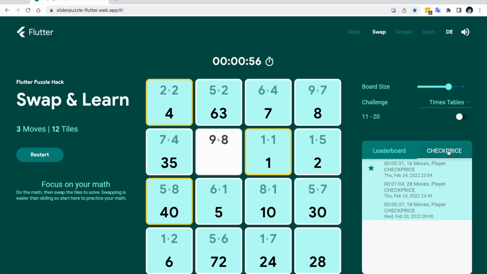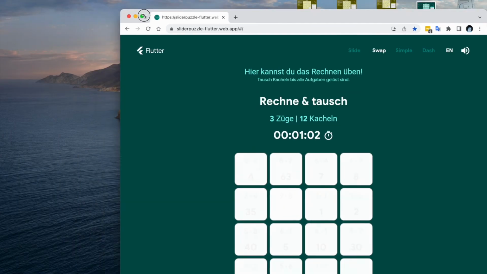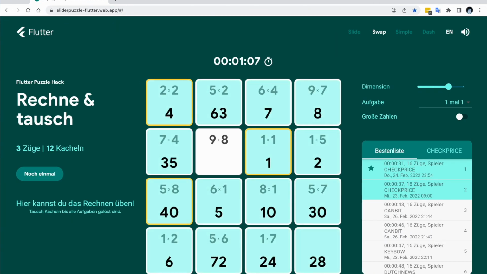There are a bunch more modes and features that I would like to demo, for example, translation or responsive layout. But since I'm out of time, unfortunately, I'll have to leave that to you.